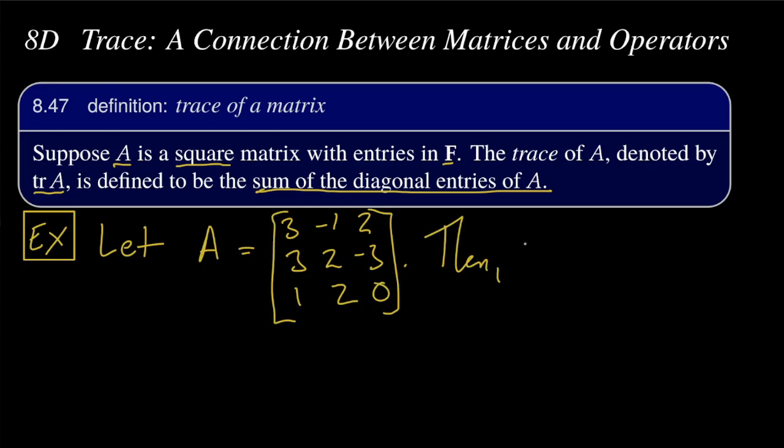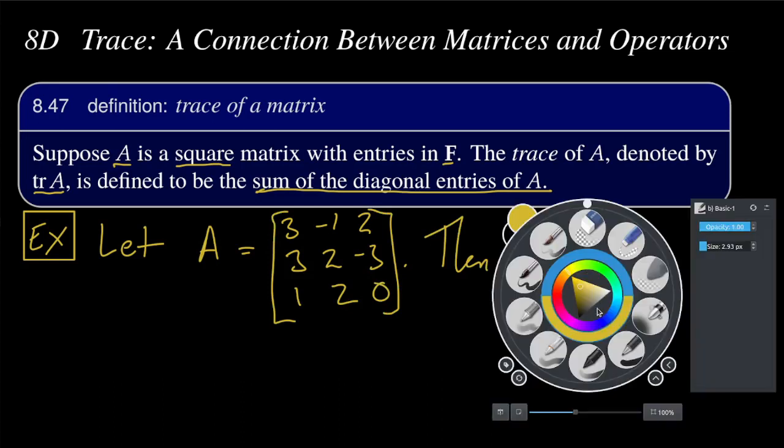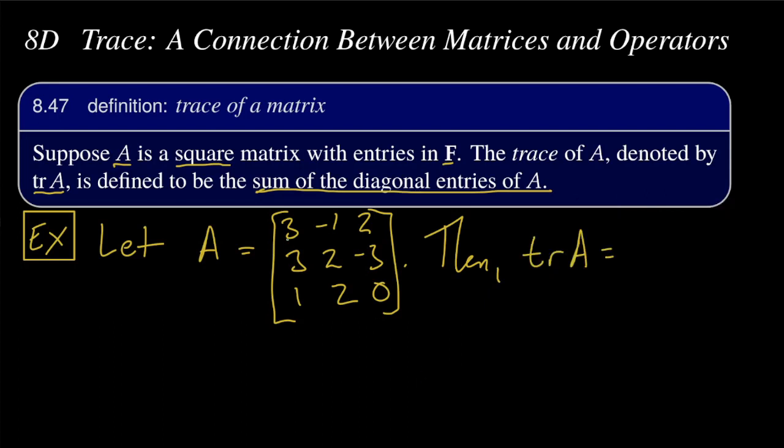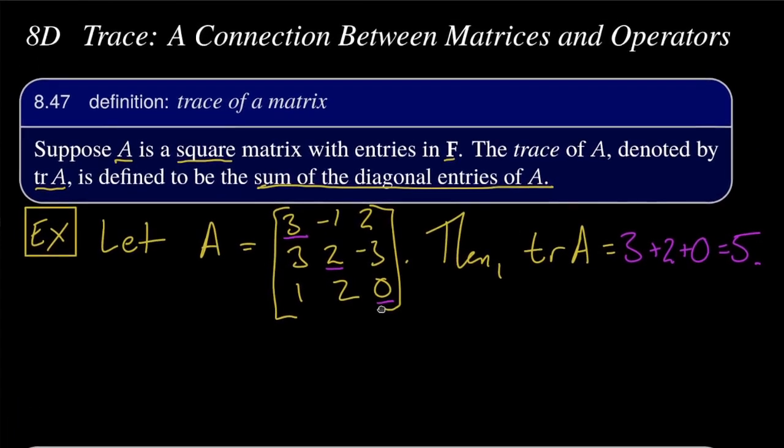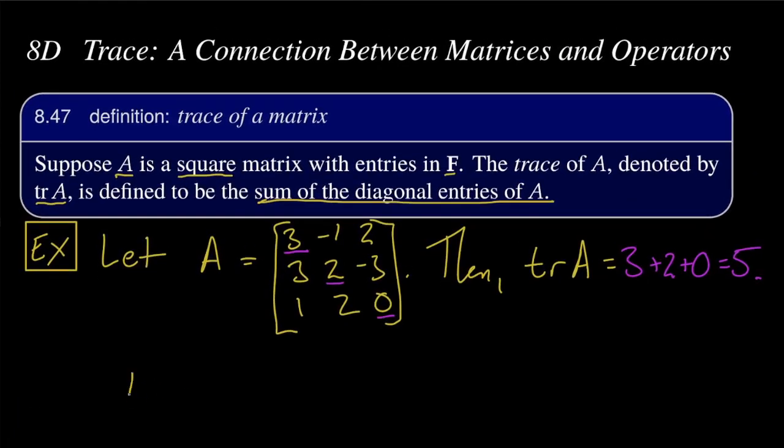Then the trace of A is just equal to, I'm going to pop a different color over here. Maybe I'll take something like a purple. So look at the diagonal entries, 3, 2, and 0. 3 plus 2 plus 0. It's 5. Bam. Okay, so the trace, just the sum of the diagonal entries. Easy stuff.